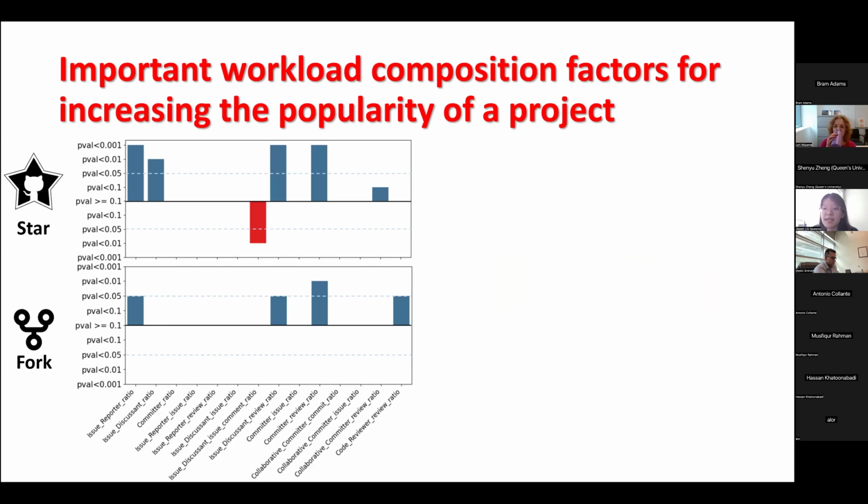And then we study the important workload composition factors for the increase of project popularity, in terms of star ratings and forks. In this way, we build a mixed effect model to model the increase in stars and forks in each period for each project. The independent variables here are the workload composition related features.